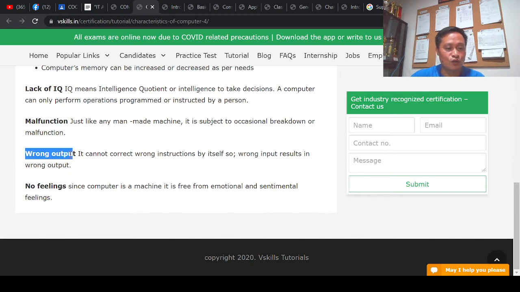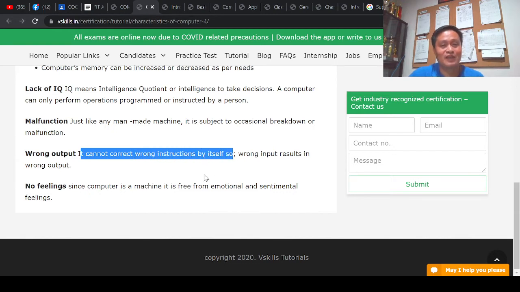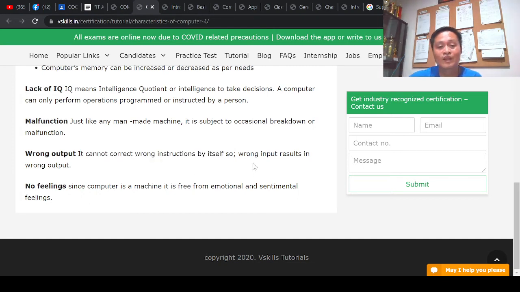And the next one is wrong output. It's another characteristic of a computer. It cannot correct wrong instructions by itself. It doesn't have common sense, right? So if the output is wrong, the computer doesn't have the capacity or ability to check it and make corrections. Wrong inputs result in wrong output, and the computer cannot detect this. Okay, it doesn't have an IQ, it doesn't have feelings, it doesn't have intelligence to take decisions.